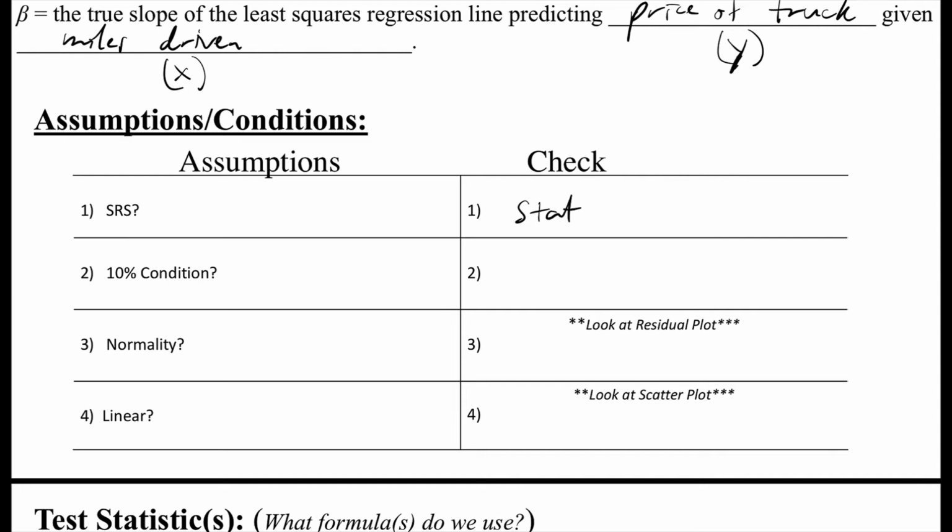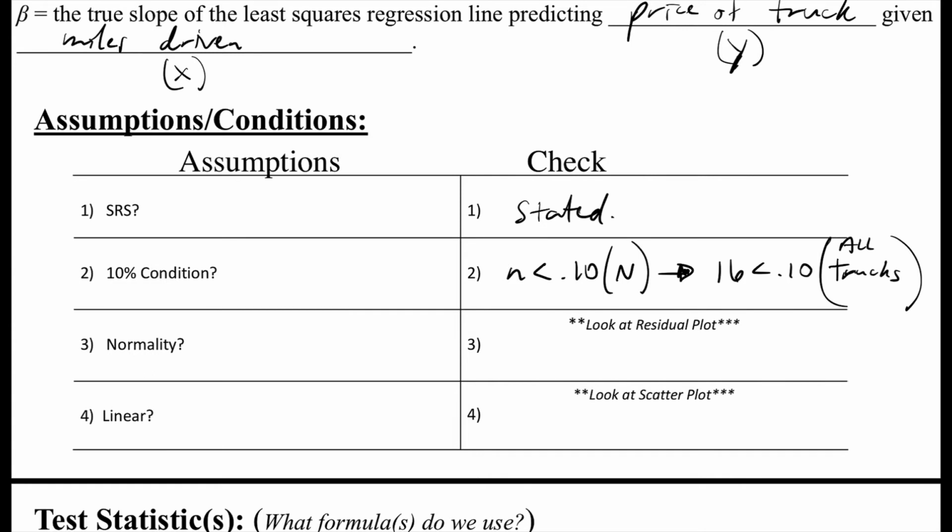10% condition says n is less than 10% of big N. So little n, which we said was 16, is less than 10% of what? All trucks. Since we don't have that much room, we'll just put all trucks. If we had room, we'd put all that, but for right now.